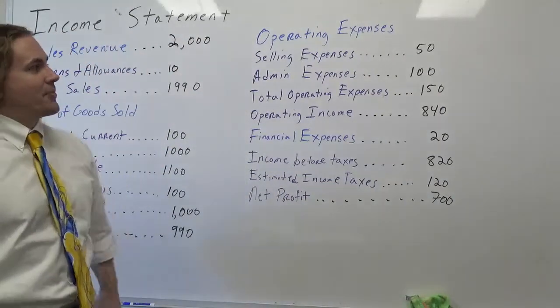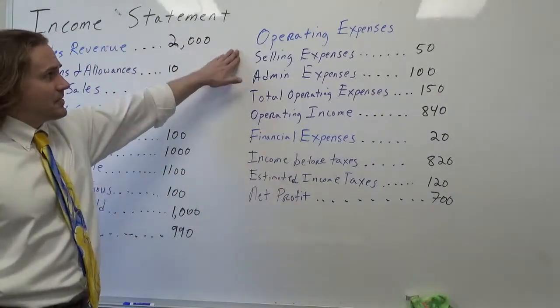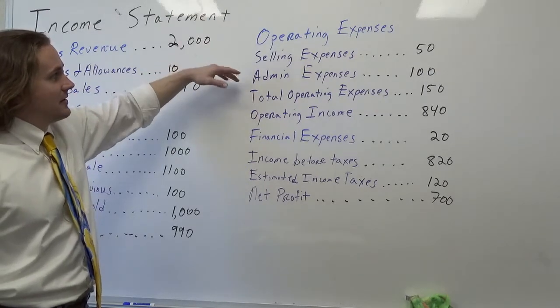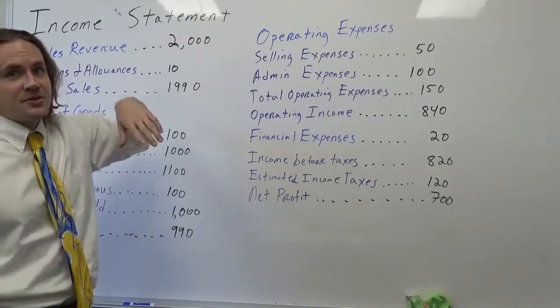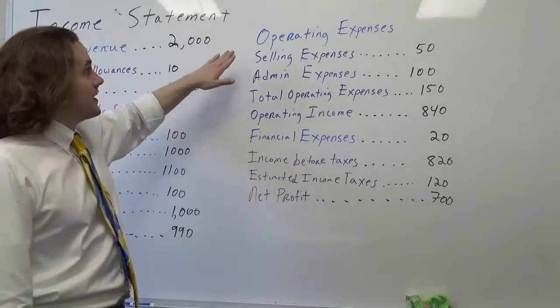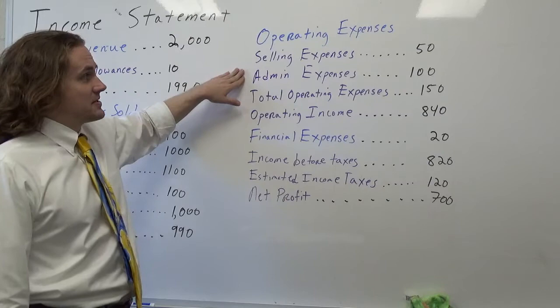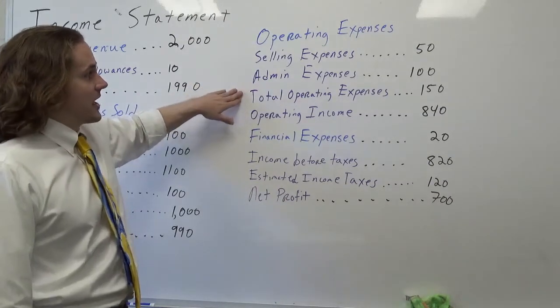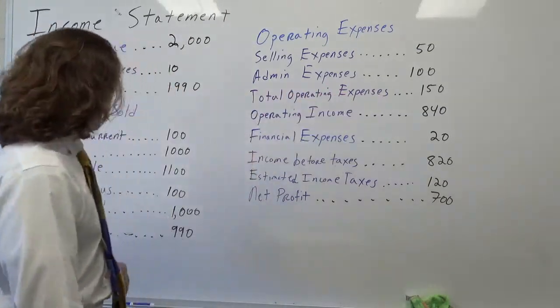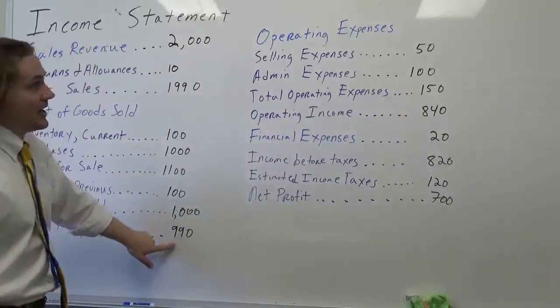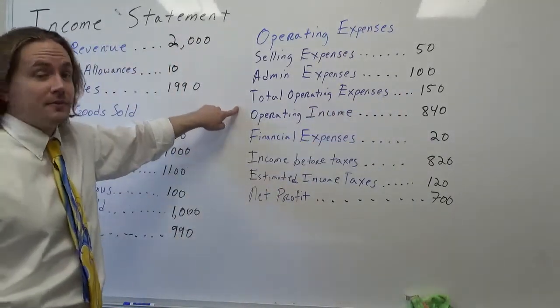Then we'll come over to operating expenses, like sales, and of course you could put in R&D and all sorts of other stuff, but I'm just trying to keep it simple here. You've got selling expenses, that's $50. Administrative expenses, that's another minus $100. You add those together to get total operating expenses. You subtract $150 from your $990 here, and that should give you $840.